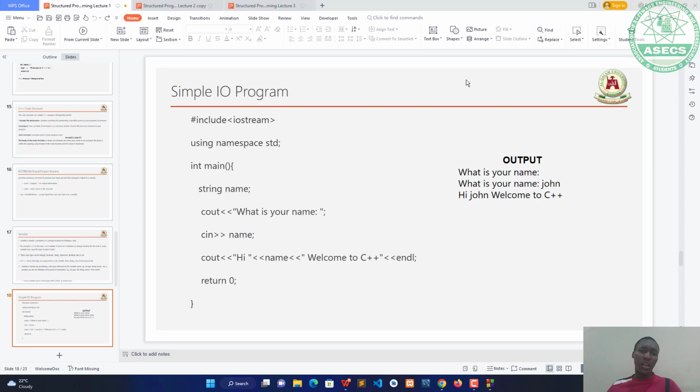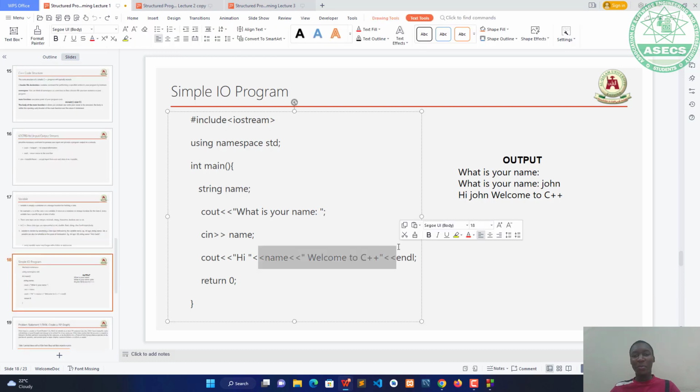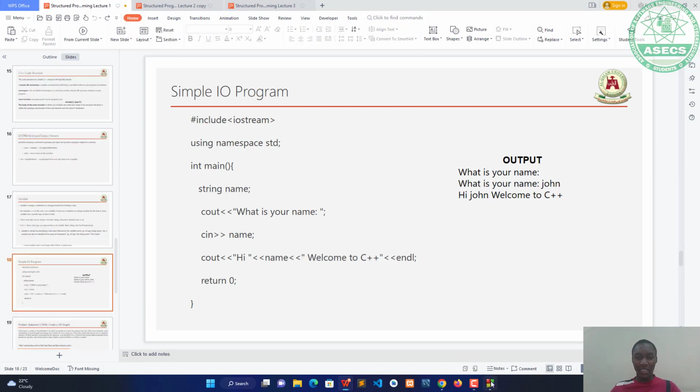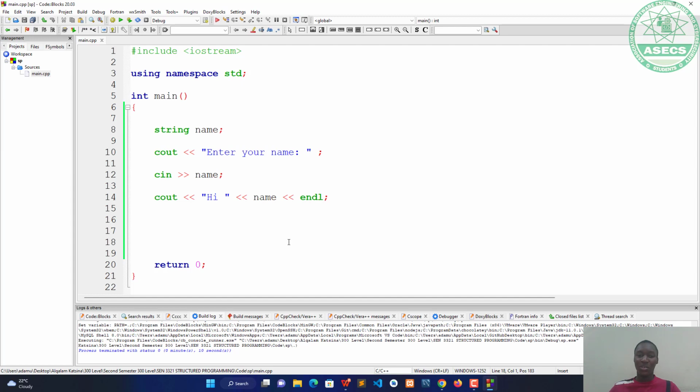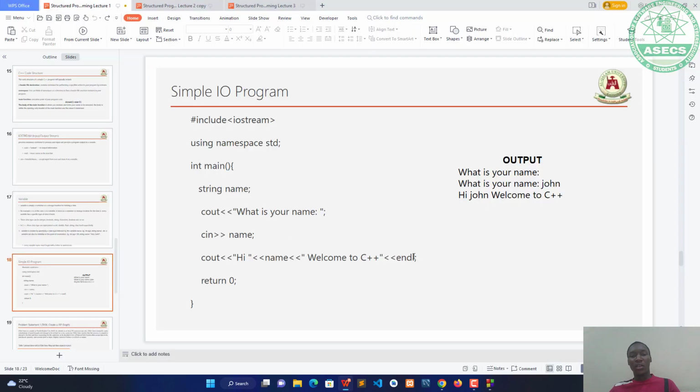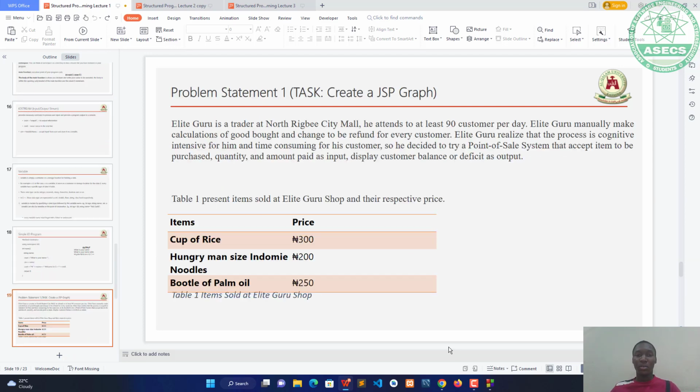Okay, now in this slide, ya zama magana kan simple IO program. What is your name? Hi, welcome. So wannan abin da na yi creating da ne, differences na kaɗan ne. So I don't think za mu yi magana akan wannan slide. An yi creating program da zai tambaye ka what is your name? In ka type, zai ce hi Joe, welcome to C++. So ba sai na sake ba.